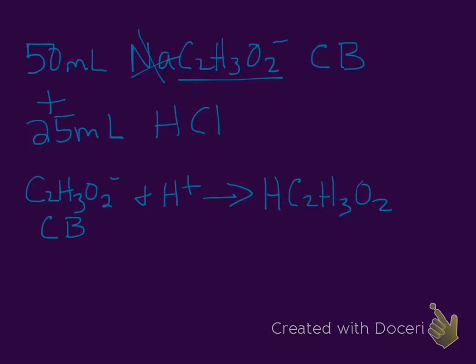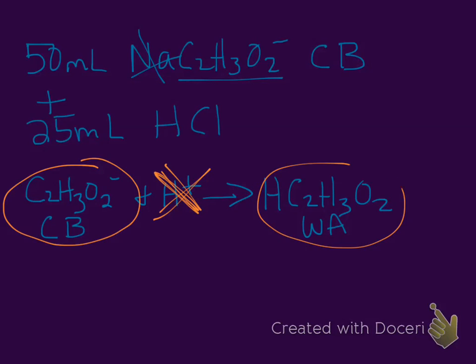Okay? And that's going to form our weak acid. Because we only used half of the amount of the H+, all of this will get used up. So you're going to be left with some of this and some of this. If you have a weak acid and its conjugate base, that's what's going to make a buffer.